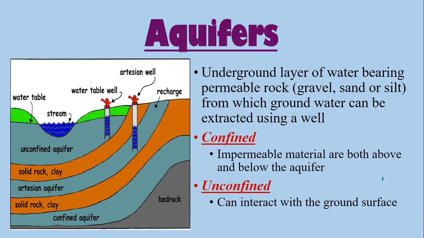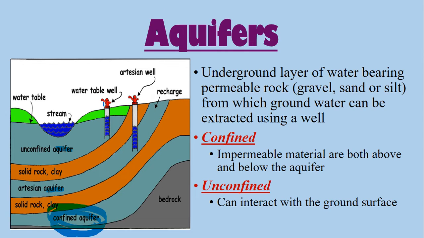When we talk about groundwater, we talk about things called aquifers. They're underground layers of water bearing permeable rock, gravel, sand, or silt from which groundwater can be extracted. So you can see the aquifers here. You can have confined aquifers or unconfined aquifers. Confined aquifers means that there's impermeable material above and below the aquifer. And down here, I'm going to circle it. Here's a confined aquifer. We have clay above it and we have bedrock below it. So it's not reaching the surface at all on its own.